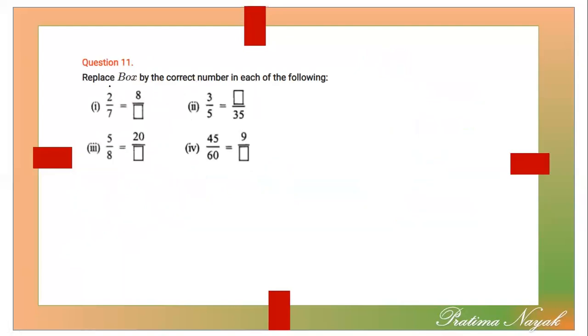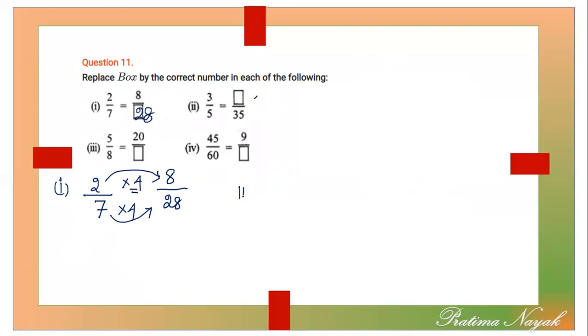Question number 11. Replace the box by the correct number in the following. That means here the numerator is given for the first question, 2 by 7, the numerator is 8, you have to write the denominator. For the second, the denominator is given, you have to write the numerator. So let us start. 2 by 7. Think of what is multiplied here to get the numerator 8. So 4 is multiplied. So I'll multiply by 4. 7 times 4 will be 28. So I'll keep 28 as the answer.